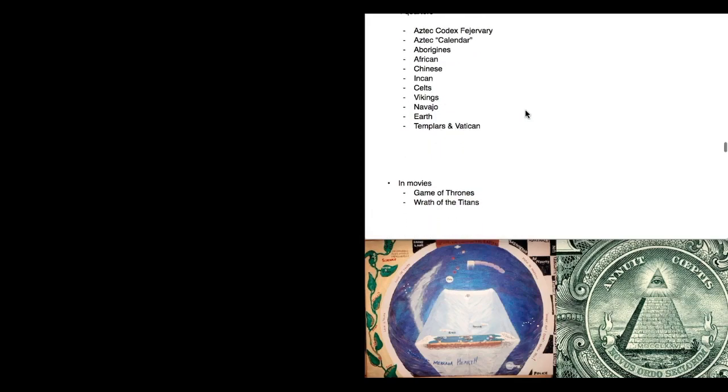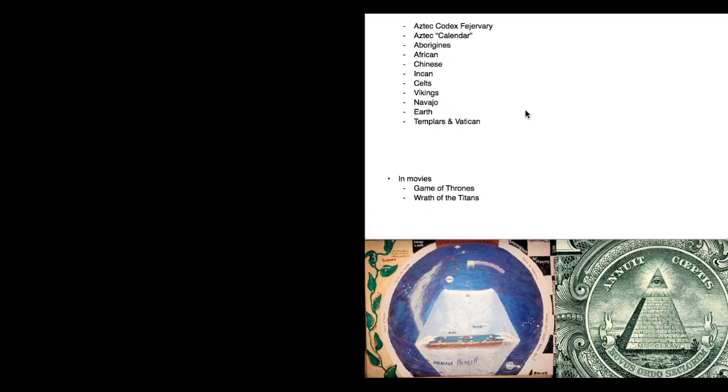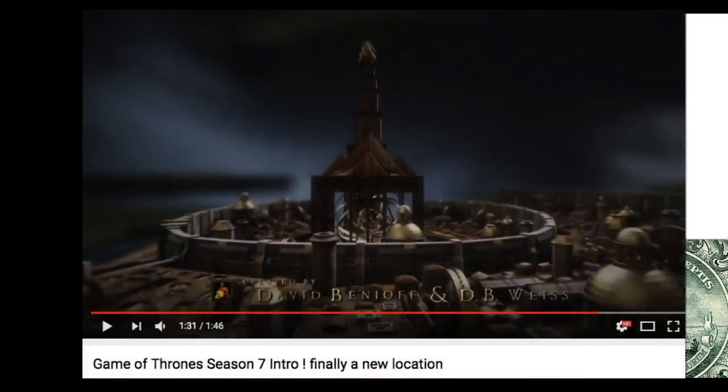We also see this cosmology depicted in movies, such as Game of Thrones, with a pyramid surrounded by a ring. And we also see it in the movie Wrath of the Titans.